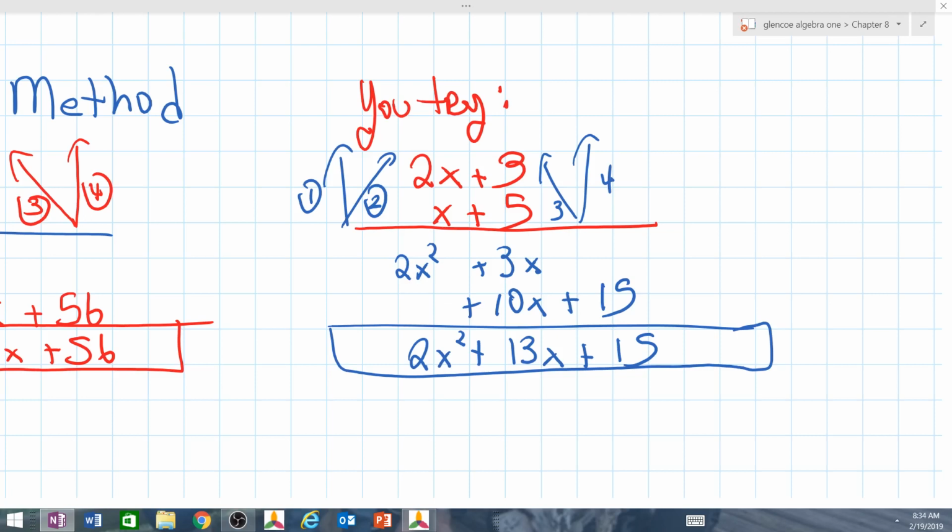Anybody have an answer for me? Okay, yes, in the back. What did you get? 2x squared plus 13x plus 15 is correct.